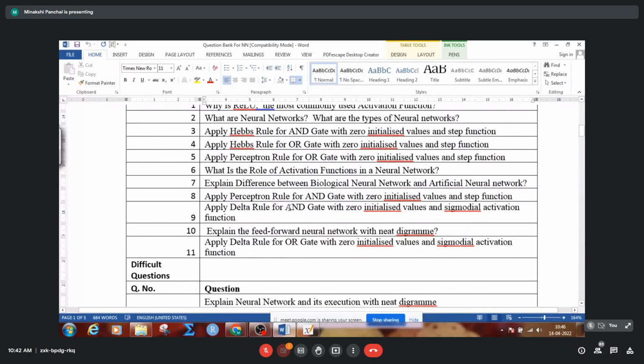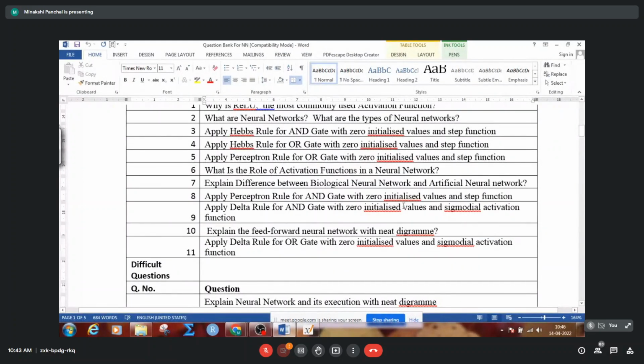Okay, apply perceptron rule for AND gate with 0 initialization. Every time for all these simple problems, Hebb, perceptron, delta, we are using 0 initialization. We are specifically defining this word, 0 initialization.